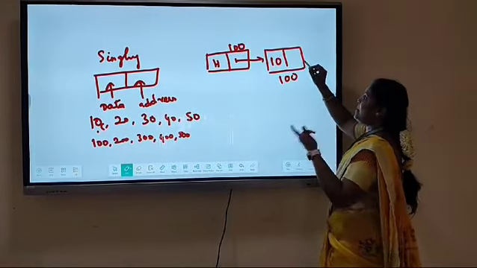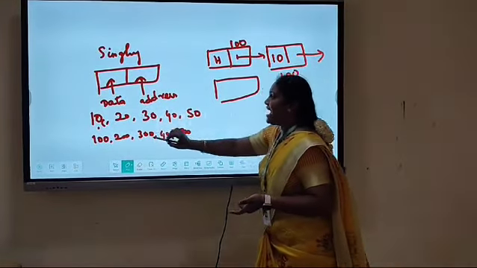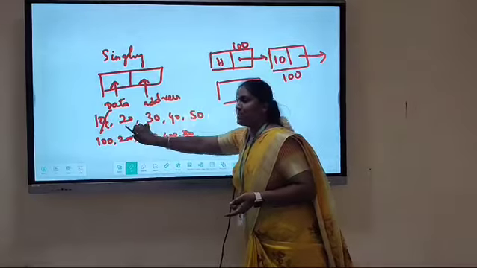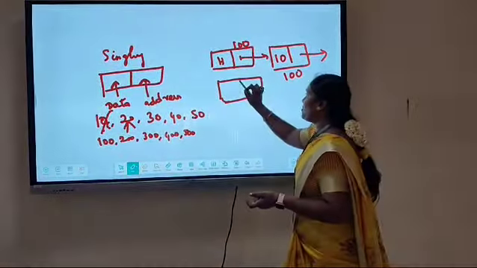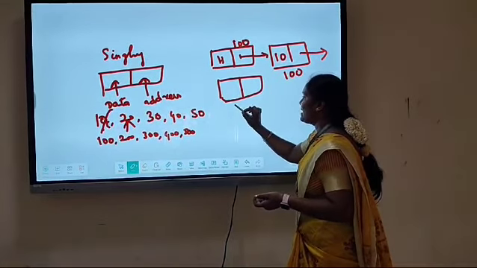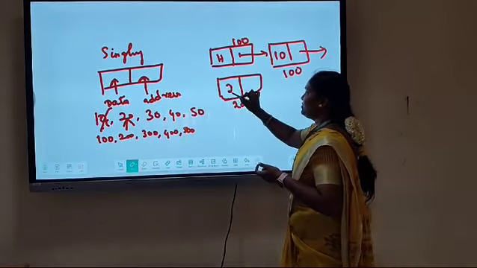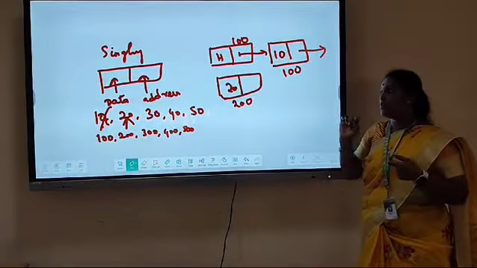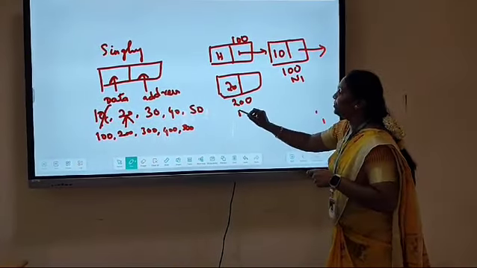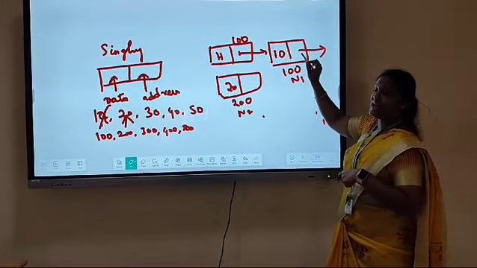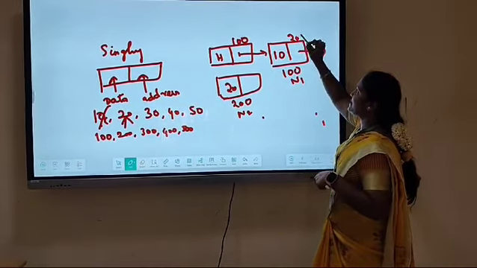Now I am going to create a new node. Why? Because after inserting the element 10, I am going to insert the element 20. So I create a new node with the address 200, and the element we insert is 20. What is the address of the next node? This is node 1 and this is node 2. So here I place the address of node 2, which is 200.